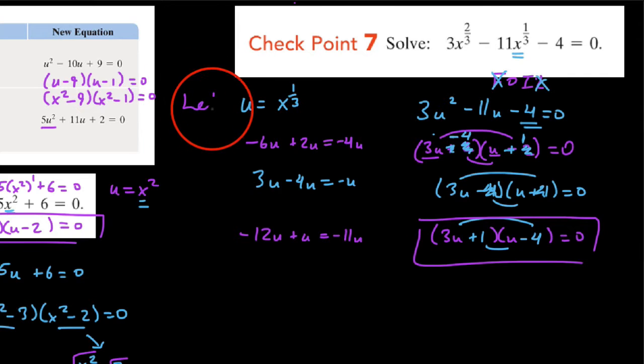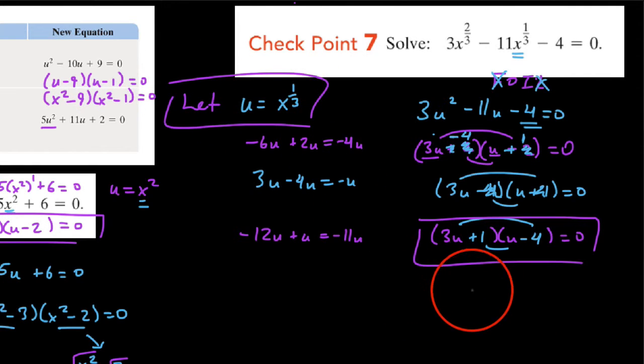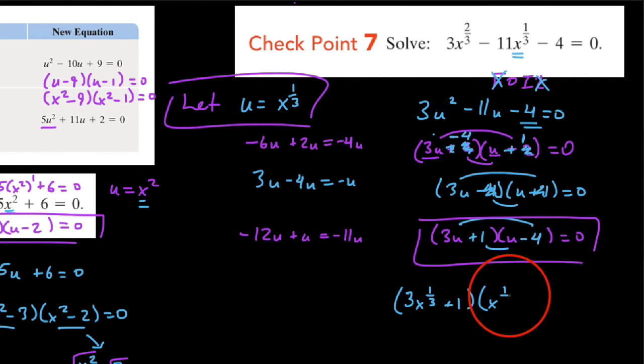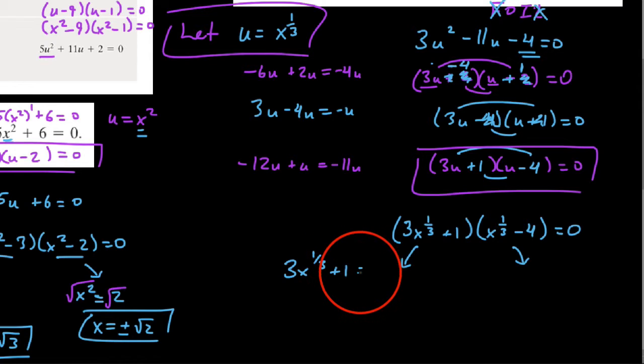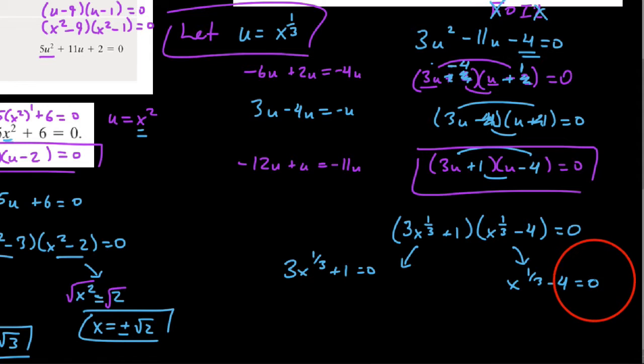Now we said let u be this. So now we're going to go back and substitute this value of x in for all of these u's, x to the 1/3. So we get these factors, 3x to the 1/3 plus 1, and x to the 1/3 minus 4. So now we're going to solve these individually by setting each equal to 0. So we have 3x to the 1/3 plus 1 equals 0, and x to the 1/3 minus 4 is 0.